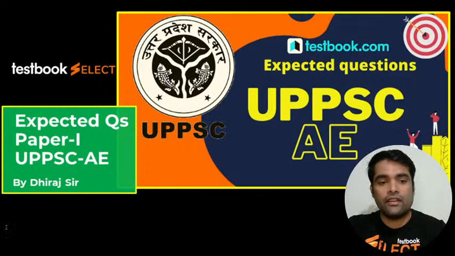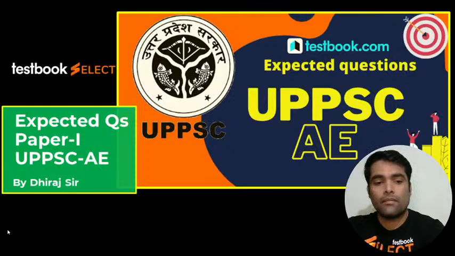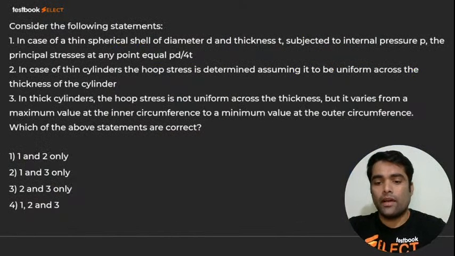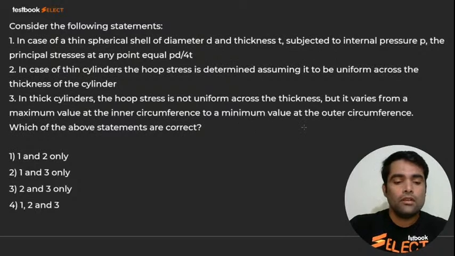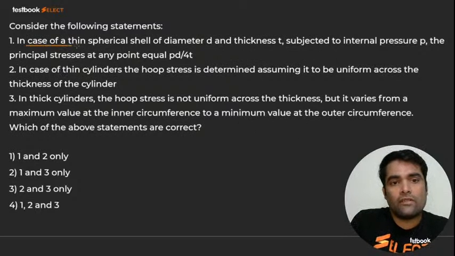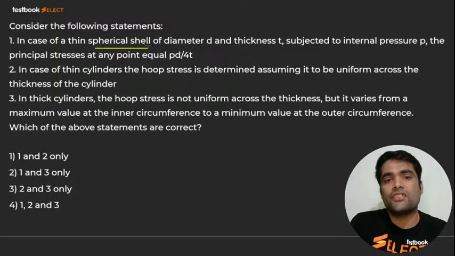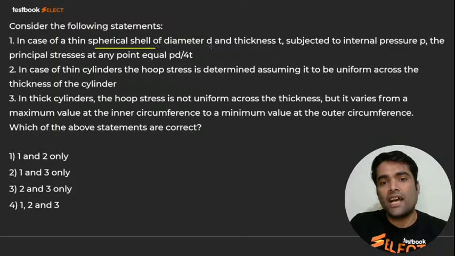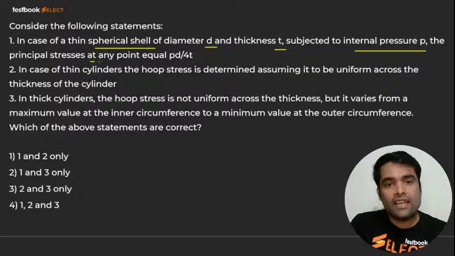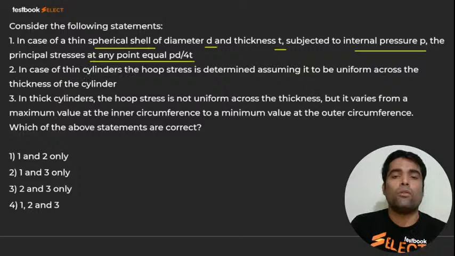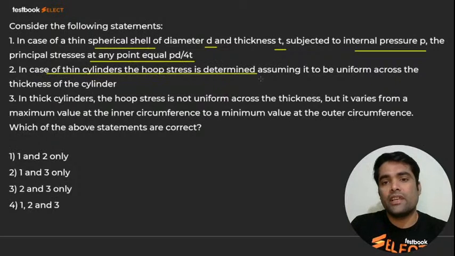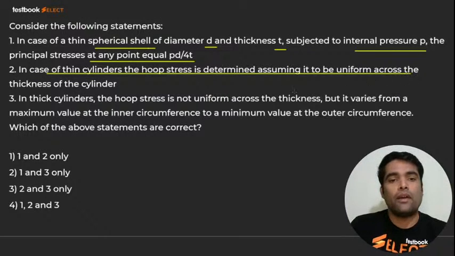The first question on your screen. It says that in case of a thin spherical shell of diameter D and thickness T, subjected to internal pressure P, the principal stress at any point is equal to PD by 4t. It's correct. In case of thin cylinders, the hoop stress is determined assuming it to be uniform across the thickness of the cylinder. Correct. It is also correct.